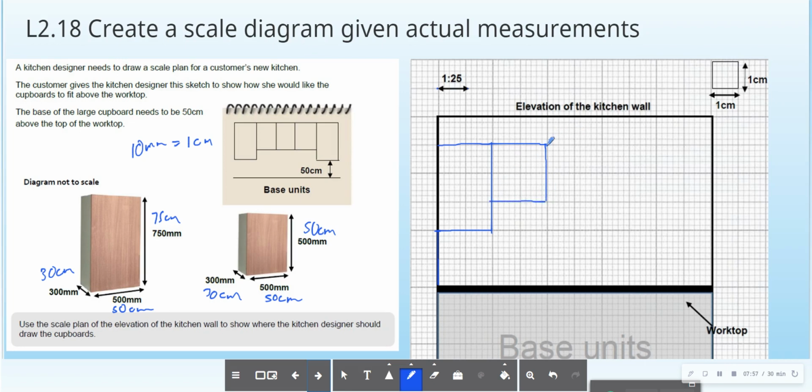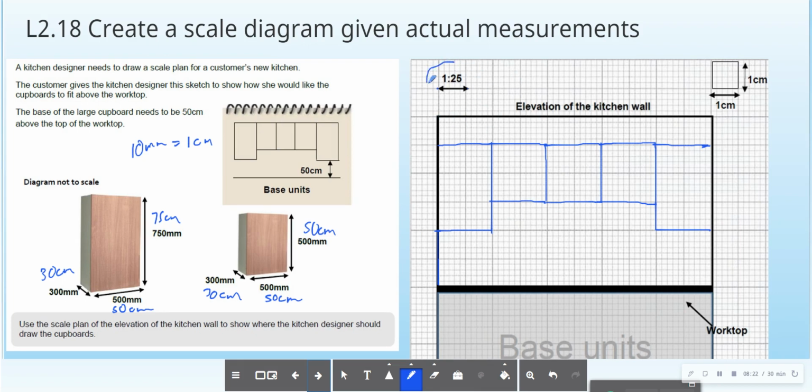The next one, same again, 2 by 2, 50 by 50. The third one's the same, 50 by 50. And your last one, starting from the top, we've got a long one at the end, so 50 across by 75. So we come down, then go across. So there is our diagram accurately drawn using the scale.